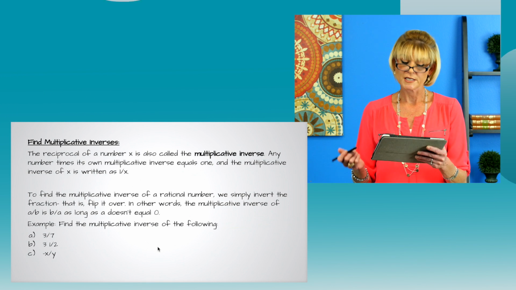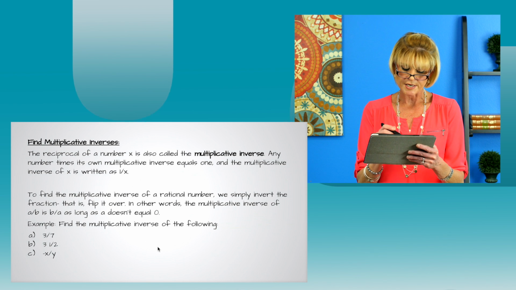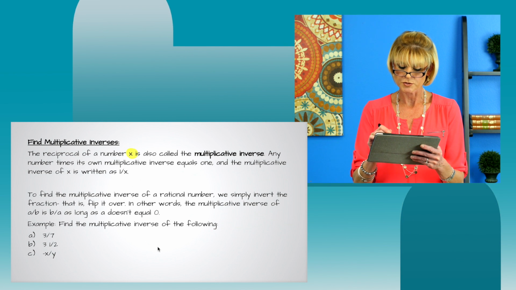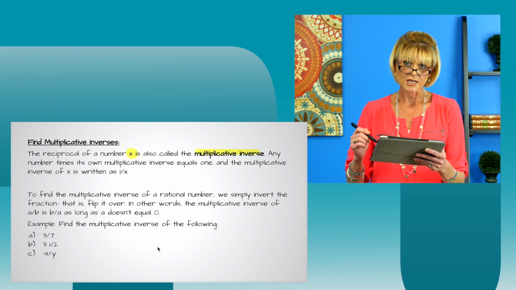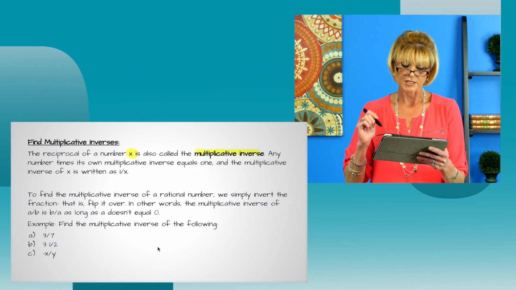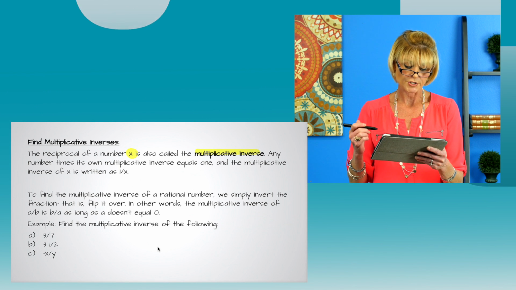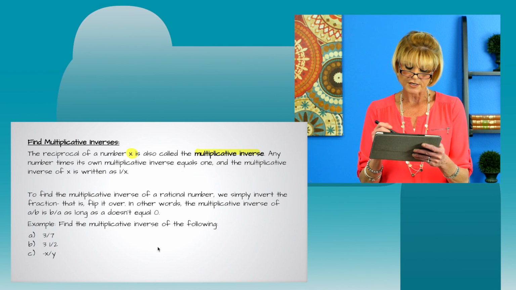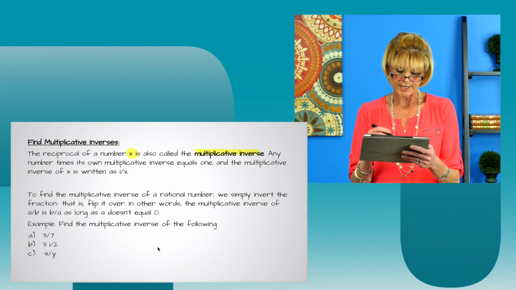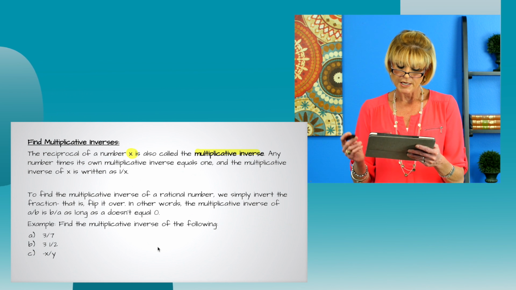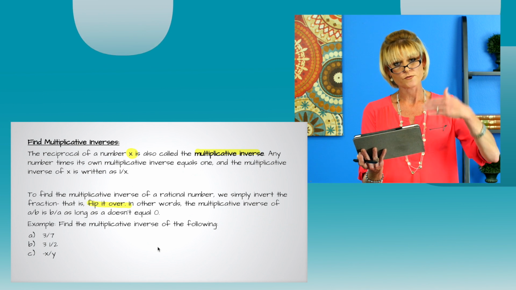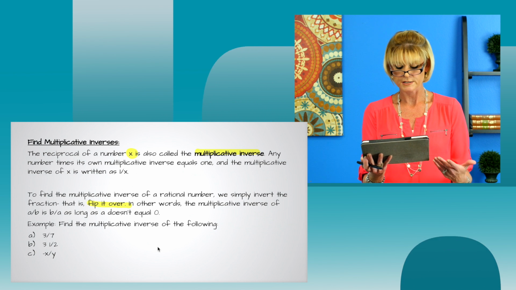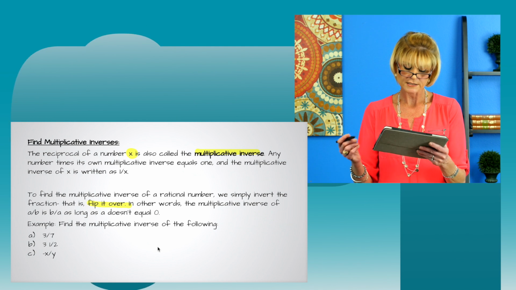To find multiplicative inverses: the reciprocal of a number x is also called its multiplicative inverse. Any number times its own multiplicative inverse equals 1. And the multiplicative inverse of x is written as 1 over x. So to find the multiplicative inverse of a rational number, we simply invert the fraction, that is, flip it over. In other words, the multiplicative inverse of a over b is b over a, as long as a doesn't equal 0.